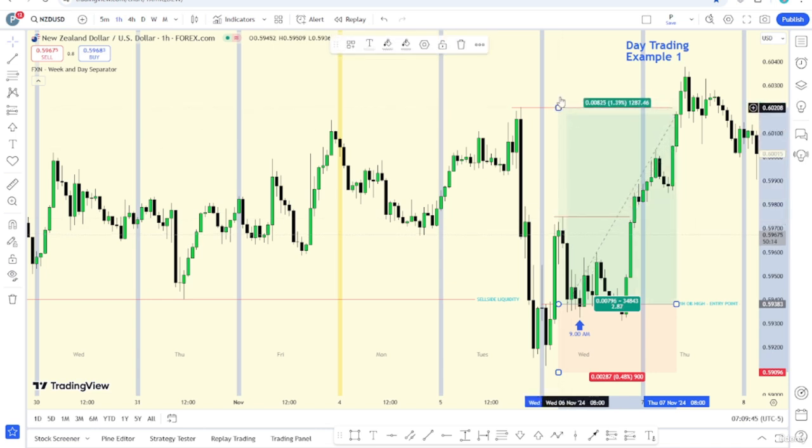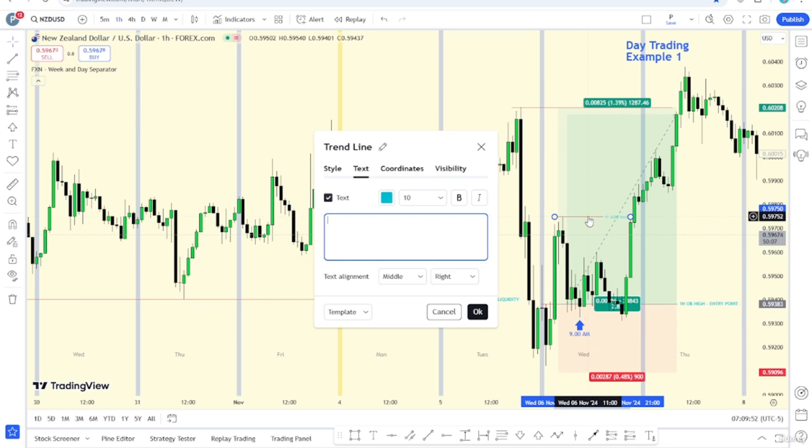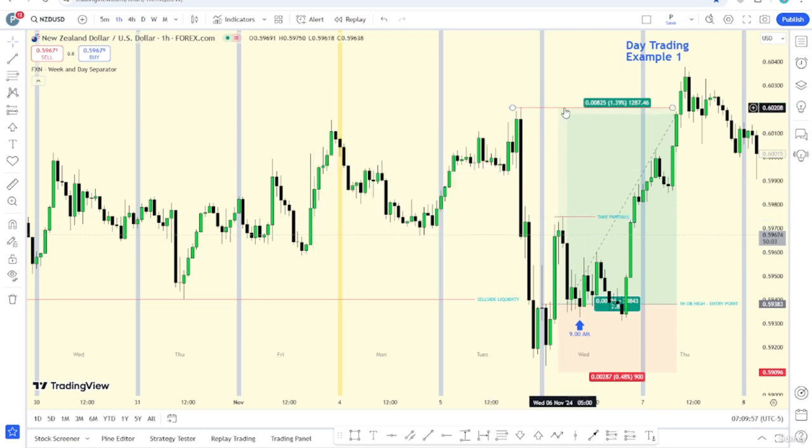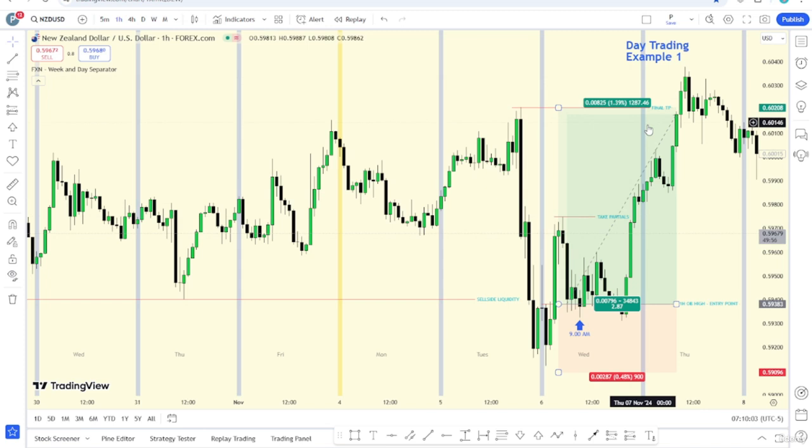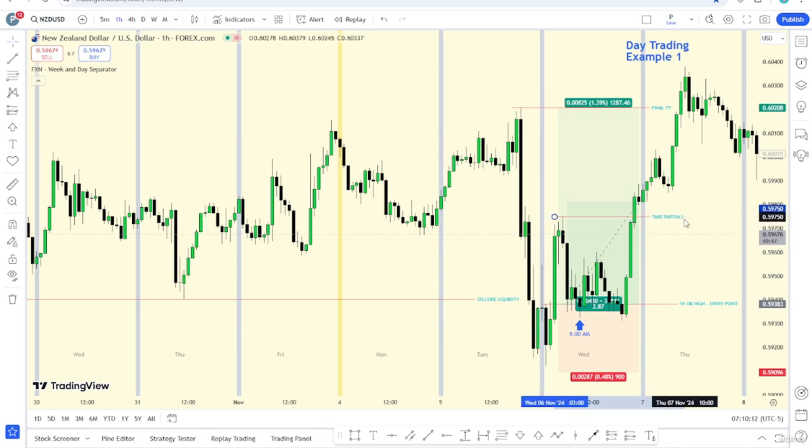Then your second target should be up here. Ideally, the final take profit should be here, which is about 2.87R. Right here you take partials, and then this is the final take profit. That is the idea behind that order block setup. Remember to always take partials as you enter positions. Make sure that you're taking partials. So that is the setup.